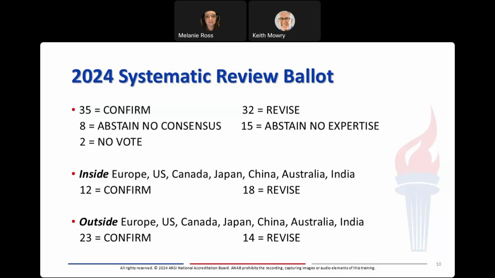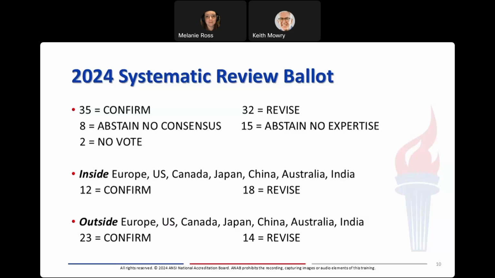Interestingly, there were 8 CASCO members who abstained because they could not achieve consensus about the systematic review ballot. And the United States, ANSI, was one of those 8. We simply couldn't come to a consensus about what to do with this standard. Another 15 members abstained because they said, look, we don't have any expertise about the document. Maybe we don't use it. We don't have anybody who's familiar with it. So we're going to leave this to the other members to decide. And 2 CASCO member bodies simply didn't return the vote.